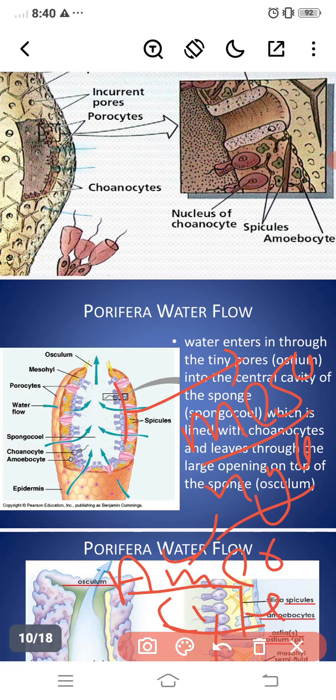The amoebocytes are not cells present on their own, because we know the third layer lies between the two layers, the pinacoderm and the choanoderm. This one is the choanoderm, made of choanocytes. In between these two layers is the mesohyl, and the mesohyl contains amoebocytes, and these amoebocytes help in reproduction.